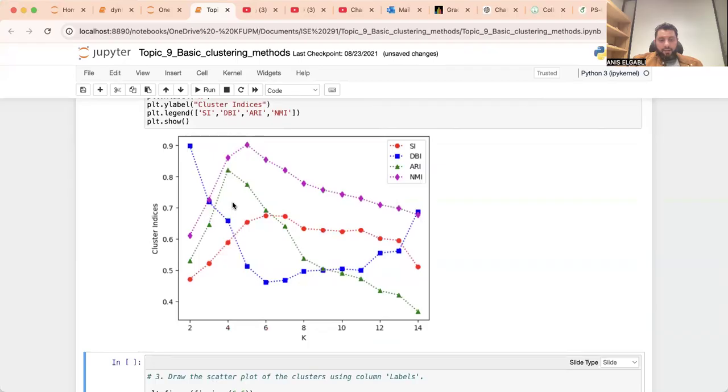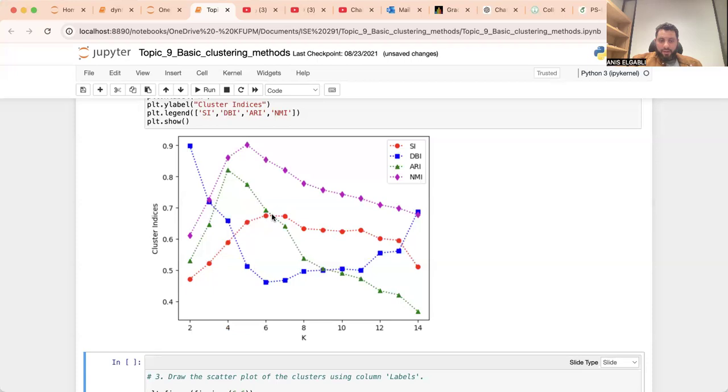Here, now, it seems like there's no agreement between the different methods. If you look at the blue one, it's telling us that k equal to 6 is the best choice according to DBI, which is an internal method that doesn't rely on the actual labels. It just uses the data. The choice of k that minimizes this is the best choice for k, so the minimum value for this metric is at k equal to 6.